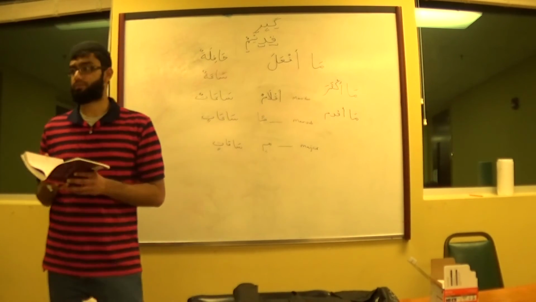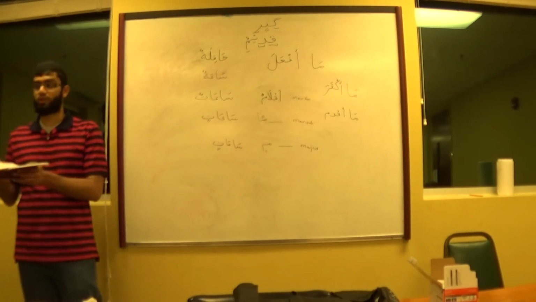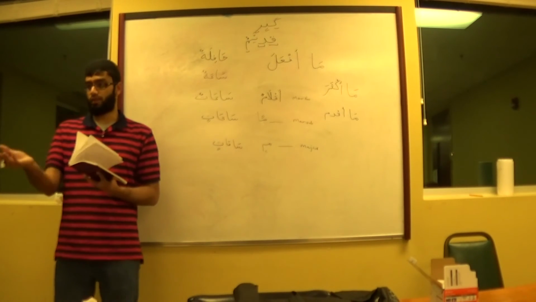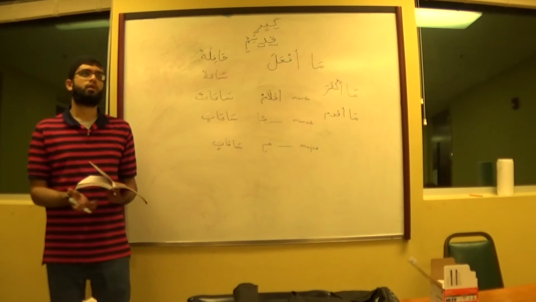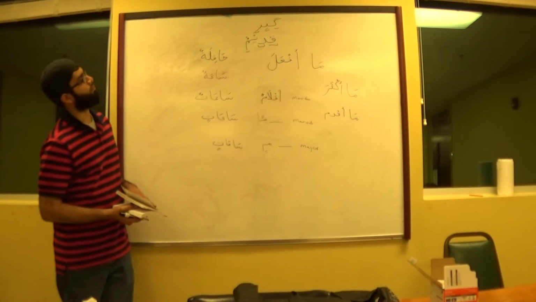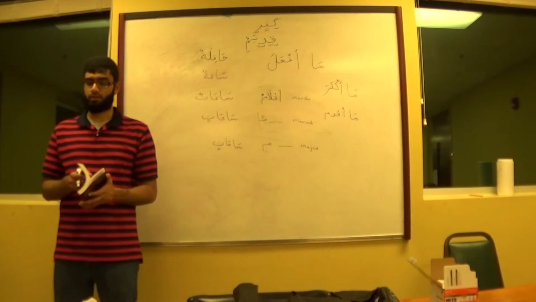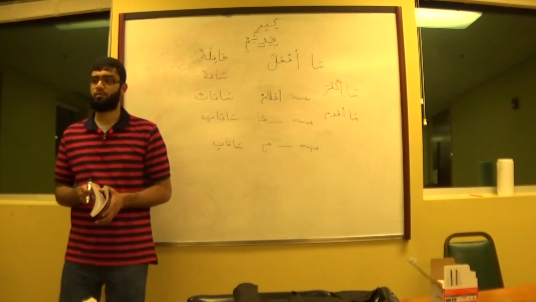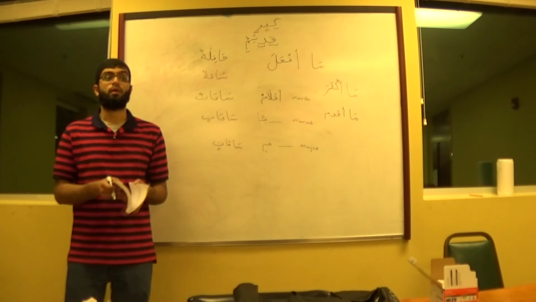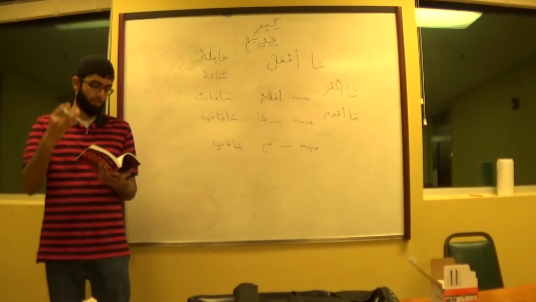So in English also the exclamation is done like this. What a beautiful sky. So ma stands for what. Yeah, ma ajmala. Right, so jamil, you would say ma ajmala. What would it be for kabir? Ma akbara. What would it be for alim, knowledgeable? Ma a'lama. Right? If you want to say how knowledgeable is this person, you say ma a'lama.